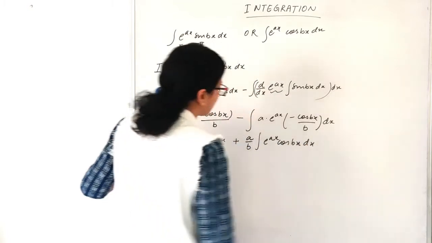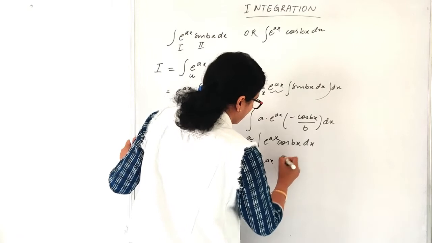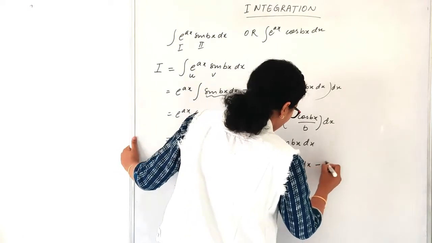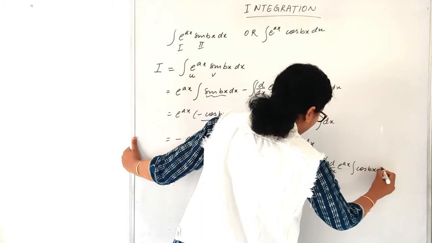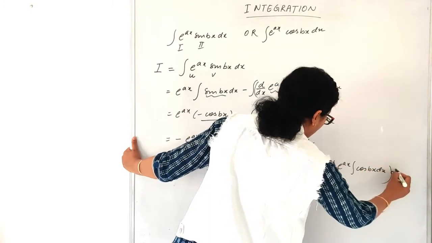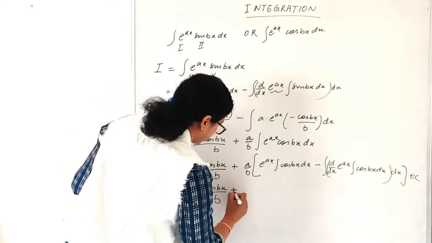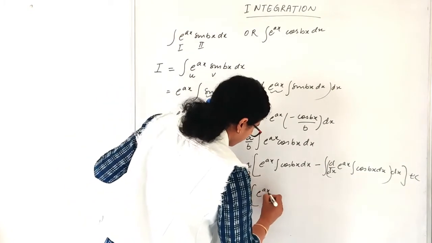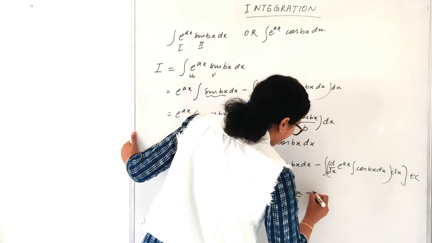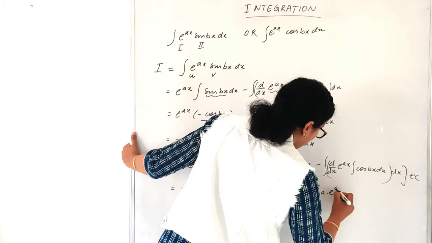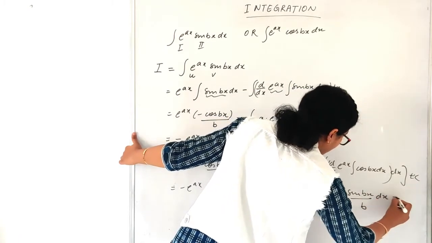Now again we will use the same rule. So what I am going to write, e^(ax) as it is, integration of cos bx dx minus differential of e^(ax), integration of cos bx dx, and whole integration plus c, right? Integration of cos bx will be sin bx by b, minus a into e^(ax) into sin bx by b dx plus c.